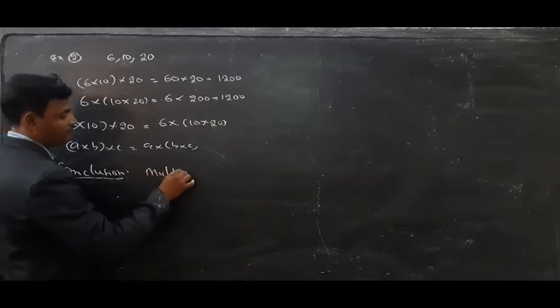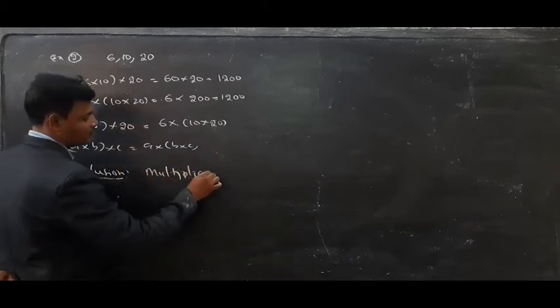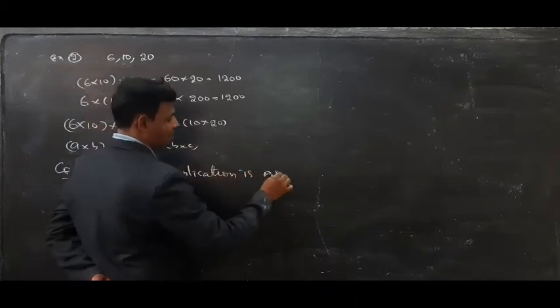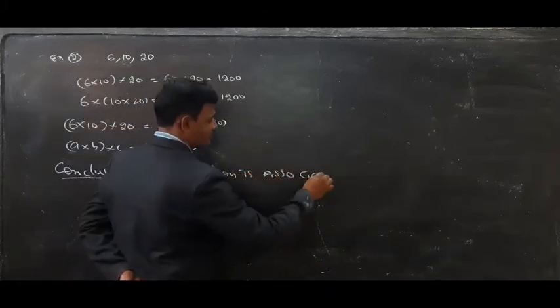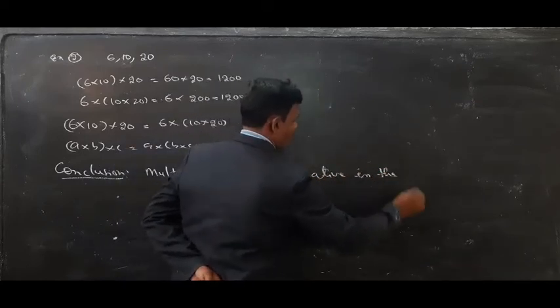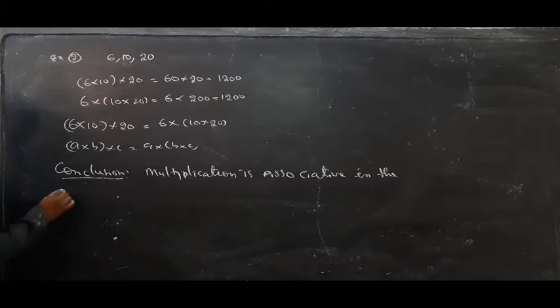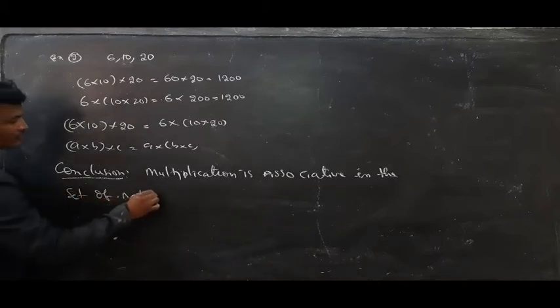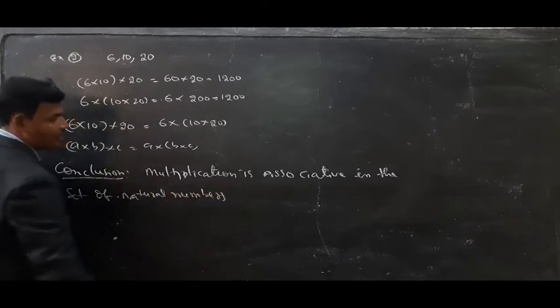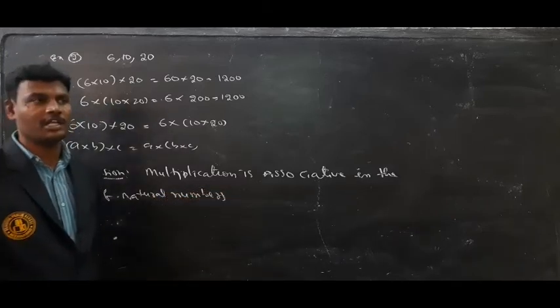Multiplication is associative in the set of natural numbers. Multiplication is associative in the set of natural numbers.